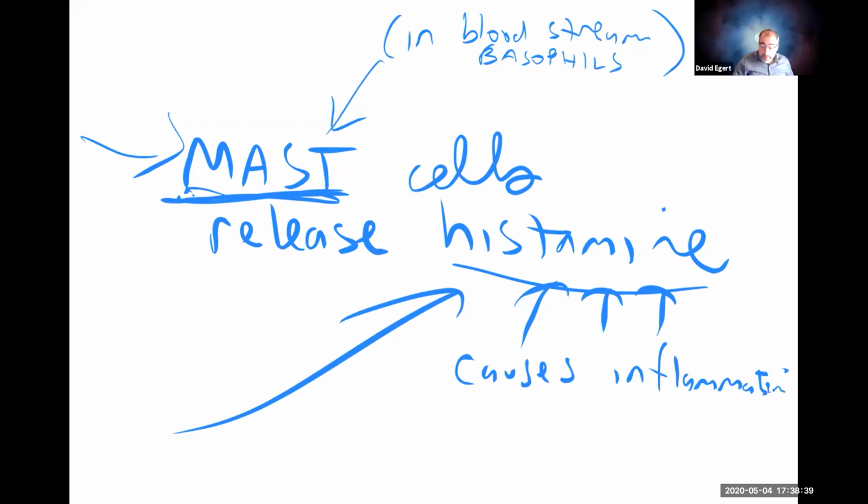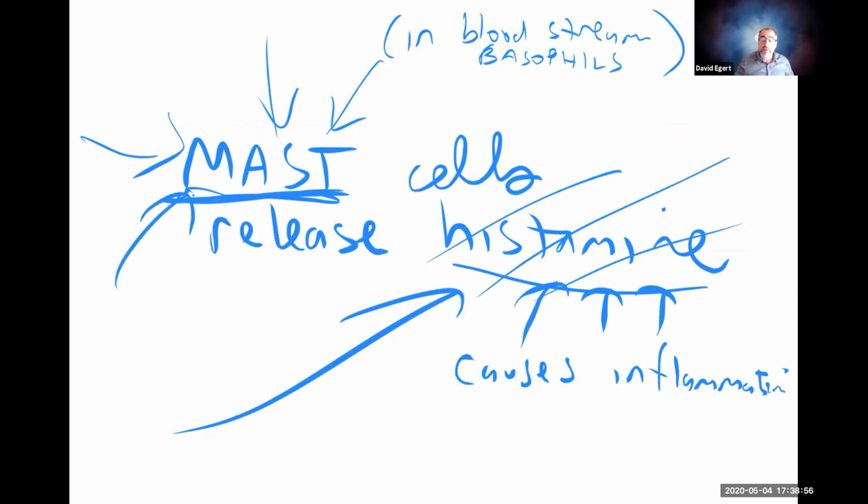That's why, if you have allergies, you take antihistamines, right? Antihistamines block the histamine, and so you block the inflammatory response that results from the histamine. So mast cells are part of the triggering of inflammation.